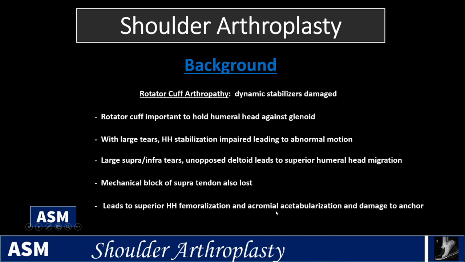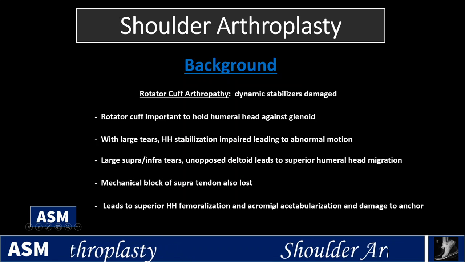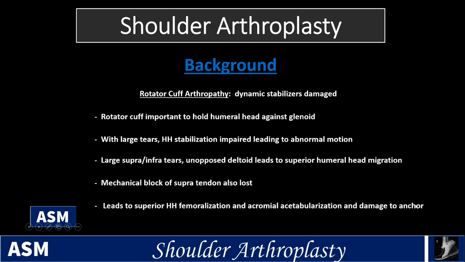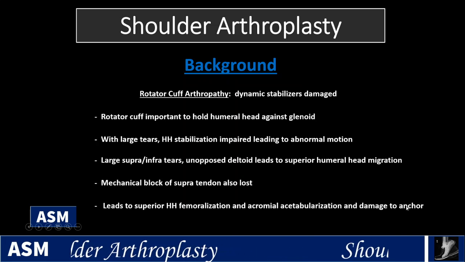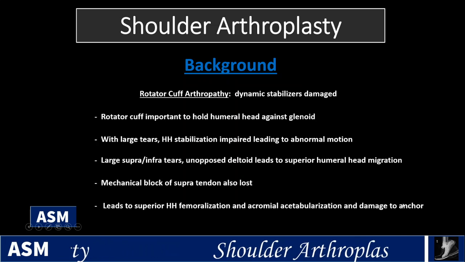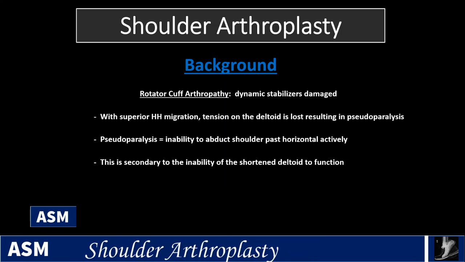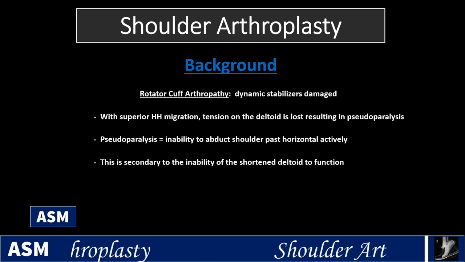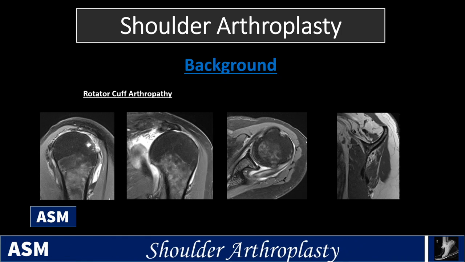And then acetabularization of the acromion, so you erode the undersurface of the acromion, and it looks like an acetabulum. Often you'll also see damage, because of the high-riding humeral head, to the superior glenoid and to the biceps labral anchor complex. You may see SLAP tears, partial tears or tendinosis, or even complete ruptures of the long head of the biceps tendon. And we already touched on pseudoparalysis: inability to actively abduct the shoulder past the horizontal with preserved passive abduction.